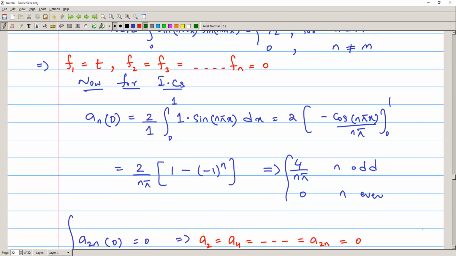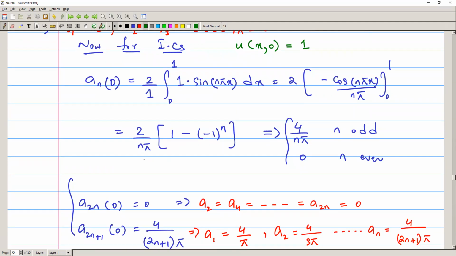Now we are going to talk about the initial conditions. For the initial condition, as we said, we have to use the initial condition u(x, 0), and we have to integrate with the sine function, because we are using the sine expansion, and we know that for Dirichlet boundary conditions we always use sine expansion, right? So u of x comma 0 is equal to 1 in this problem. Therefore, we are going to integrate sine n pi x with the product of 1 dx, then we will get this function here, right?